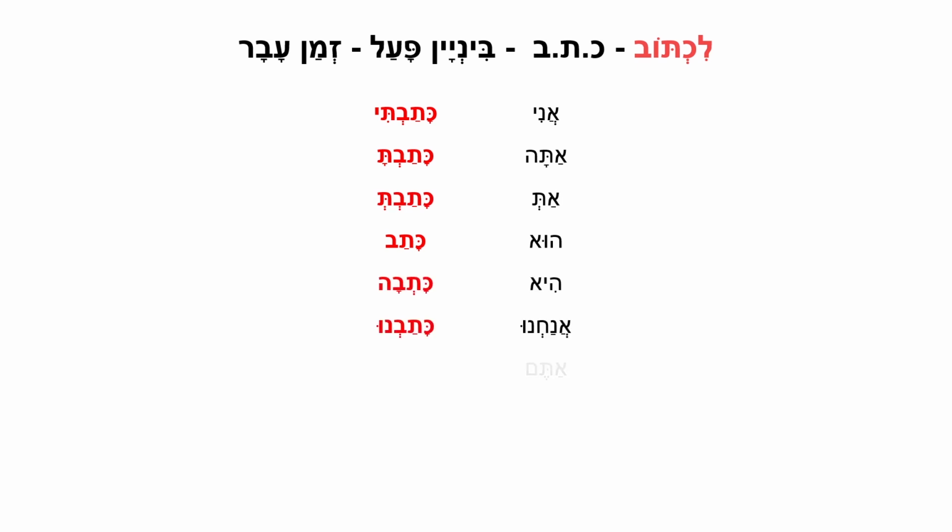לכתוב, to write. The root letters כ' ת' ב'. הוא כתב, אני כתבתי, אתה כתבת, את כתבת, הוא כתב, היא כתבה, אנחנו כתבנו, אתם כתבתם, אתן כתבתן, הם כתבו, הן כתבו.